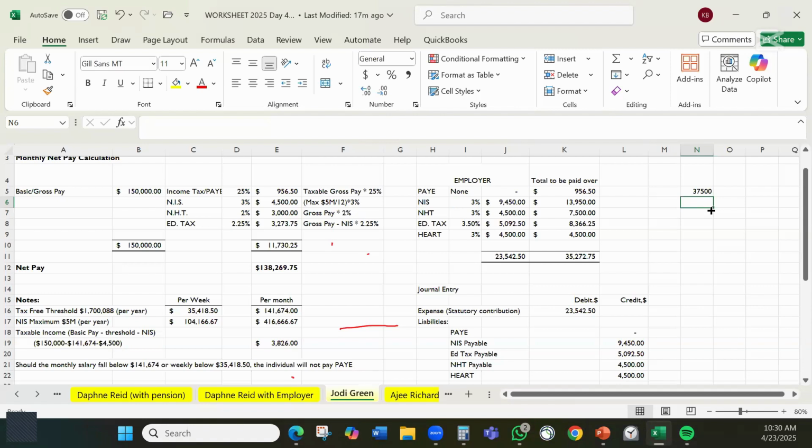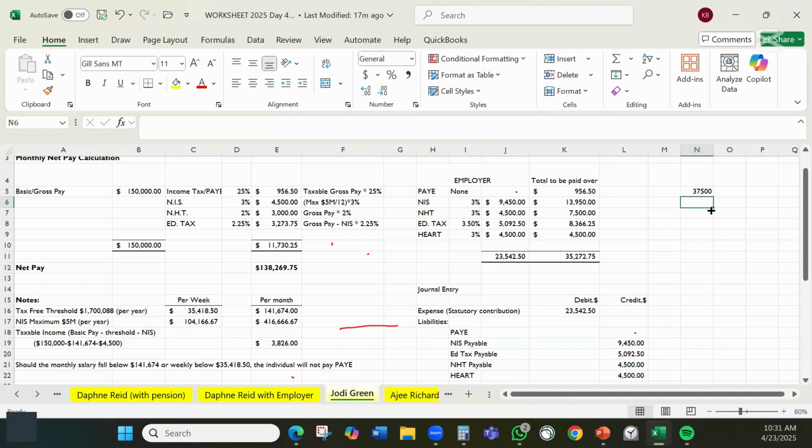So always remember to give yourself allowance for the threshold as well as the NIS. And remember, if you're paying pension, then you take that out too. So if after you are taking out all of this you realize that you would have gone way below, it means that you wouldn't have paid any income tax. Right now, the only amount that this person will pay income tax on is 3,826, not the entire 1.5.